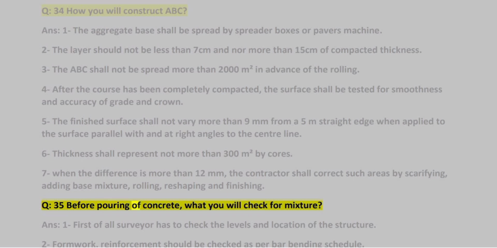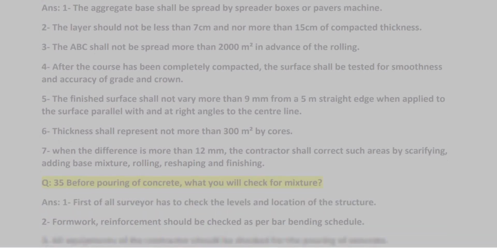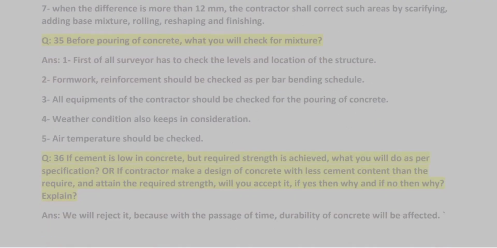Q35. Before pouring of concrete, what will you check for the mixture? ANS: 1. First of all, the surveyor has to check the levels and location of the structure. 2. Formwork and reinforcement should be checked as per bar bending schedule. 3. All equipment of the contractor should be checked for the pouring of concrete. 4. Weather condition should also be taken into consideration. 5. Air temperature should be checked.